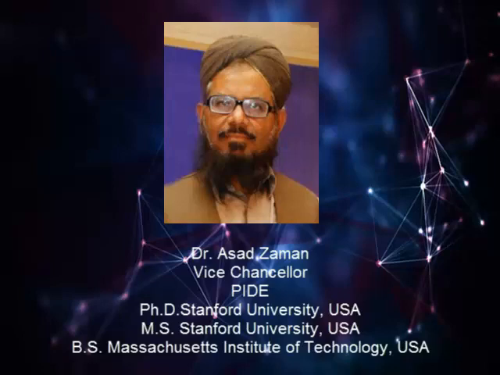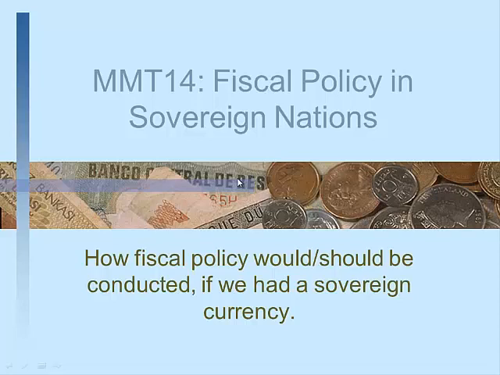MMT, modern monetary theory, is about what would happen in a sovereign nation, that is, if we had a currency which we were free to move. So it is a sort of an idealization in the sense that we don't have a sovereign currency, for reasons that we will discuss. So some of the things that are being said are theoretical. That's how policy should work if we had a free currency.